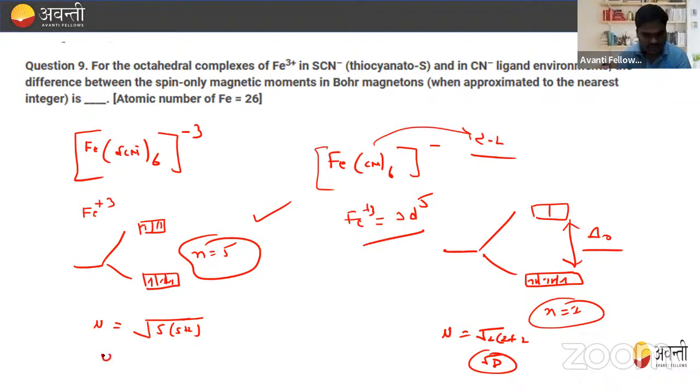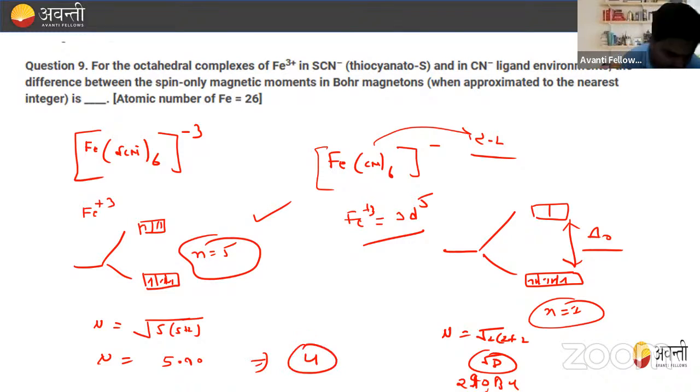So this is 5 times 7, that is 35, which is close to 36. We know that the root of 36 is 6. So that is almost 5.92, which is almost 6. So we subtract, 6 minus 2, which comes around 4.